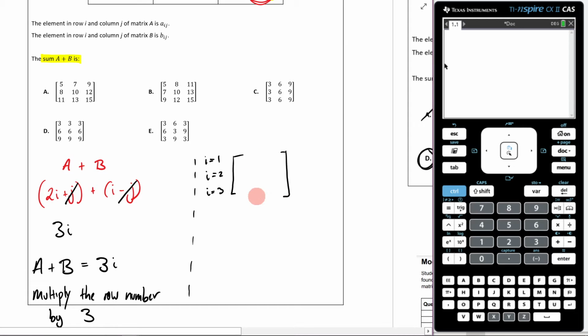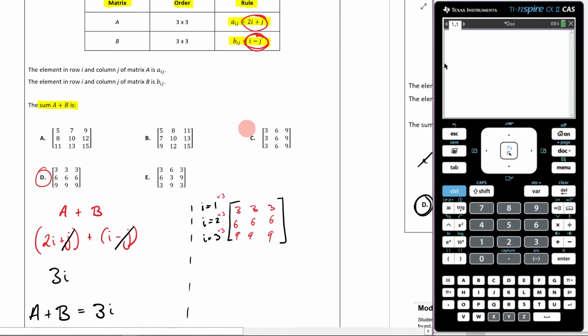And what this is telling us to do is to multiply the row number by 3. So in other words, take this multiplied by 3, take this multiplied by 3, take this multiplied by 3. So this will be 3, 3, 3. This will be 6, 6, 6. This will be 9, 9, 9. And that's D. Is that not a far better way of answering this question?